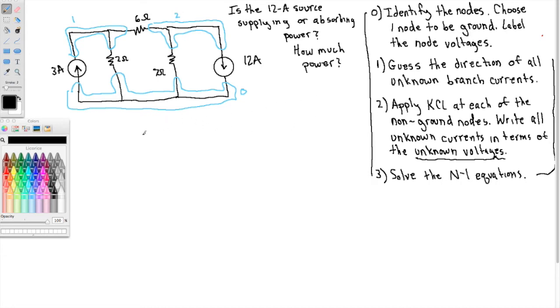So we have to resort to nodal analysis. So step 0, identify the nodes. We've done that. Choose one node to be ground. I'll just choose the bottom. It does not matter. Label the node voltages. Okay, so we'll call this V1, call this guy V2. So that's the voltage at this node V1 relative to this node. And V2 is the voltage at this node relative to this node.